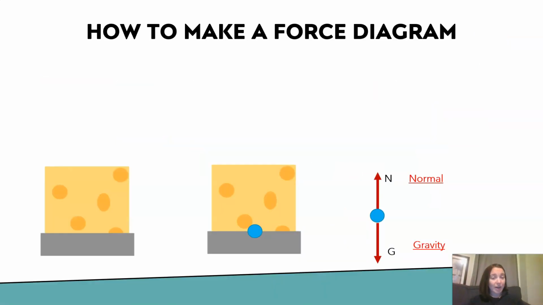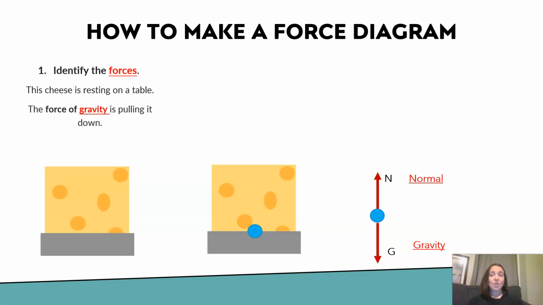How to make a force diagram. So these are the steps. We'll walk you through it with this block of cheese, and then we'll try some examples. First, identify the forces. This cheese is resting on a table. The force of gravity is pulling it down. The normal force is pushing back up from the table, right? We don't usually think of this force pushing back up from the table. However, if only gravity was pulling it down, then the cheese would be falling down. But the table is also applying a force.